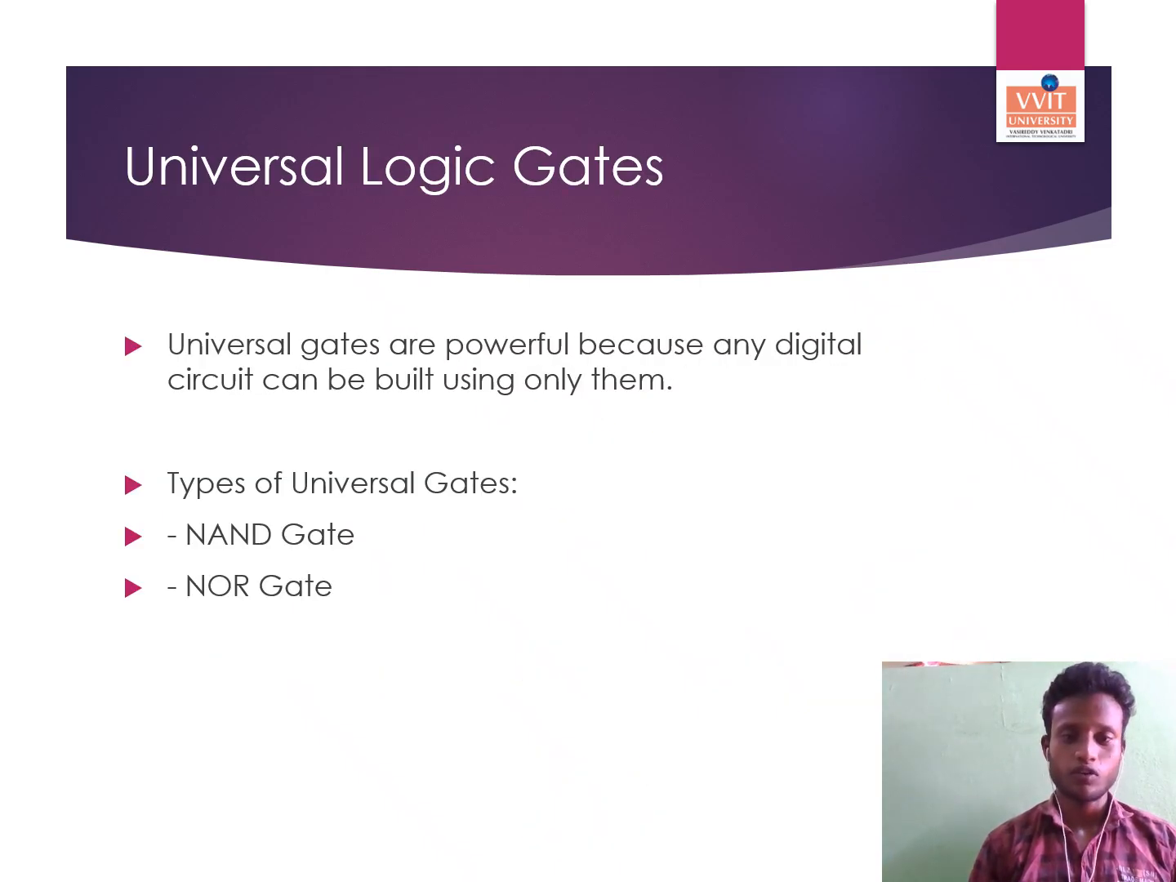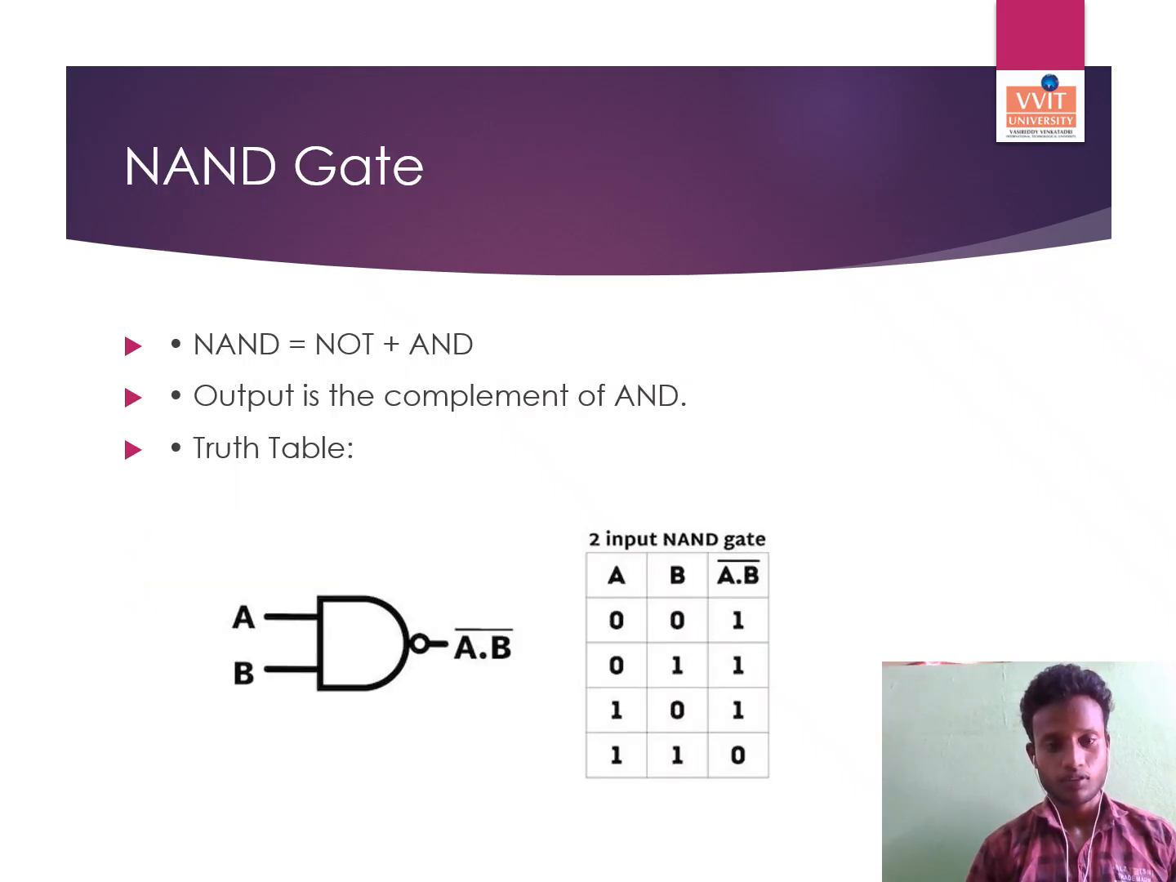Now we are going to the universal logic gates. What is the meaning of universal logic gates? By using these universal logic gates, we can implement AND, OR, NOT, any gate. So we call it a universal logic gate, to build any gate.